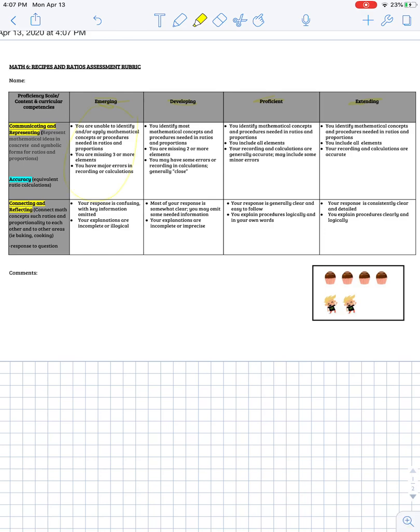The first band here looks at your ability to represent mathematical ideas in concrete and symbolic forms for ratios and proportions. Are you able to express ratios and equivalent ratios accurately? Do you understand the procedures? This also deals with, do you have all of the elements of the assignment? Are you missing 3 or more elements, or 2 or more elements under developing? How accurate are your calculations? Do you have major errors in recording or calculations? Do you have some errors in recording? Are they generally accurate? Do you have minor errors, or are they all accurate for extending?